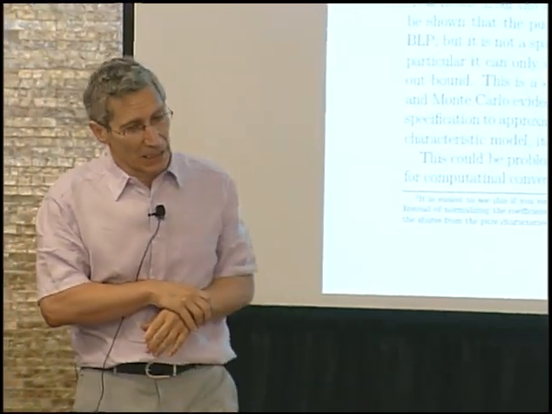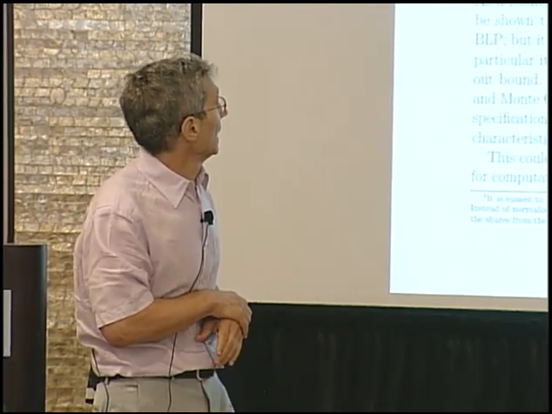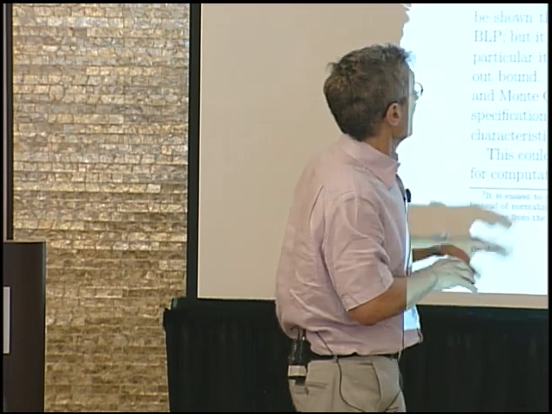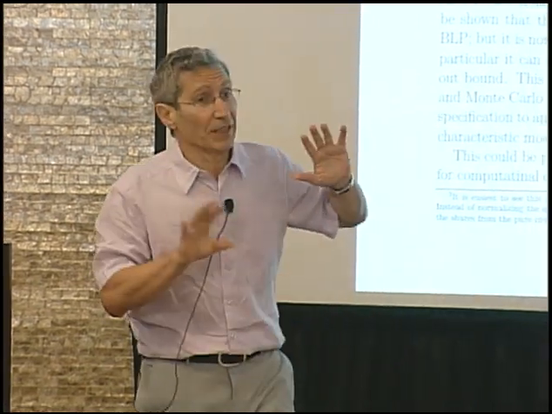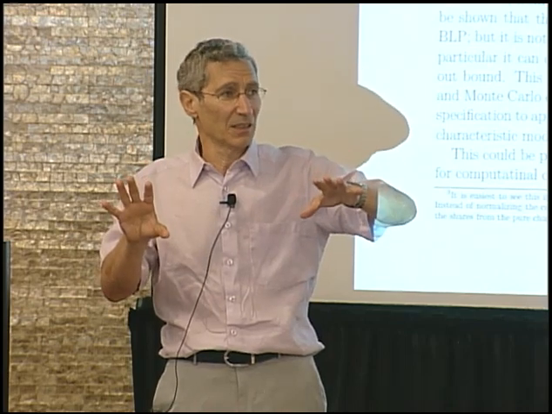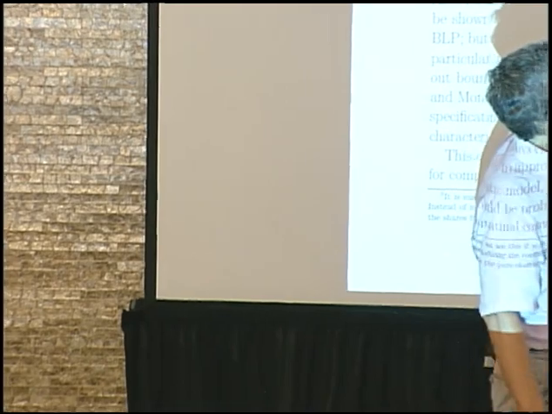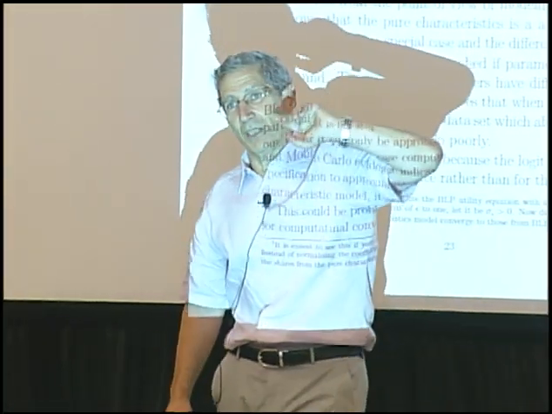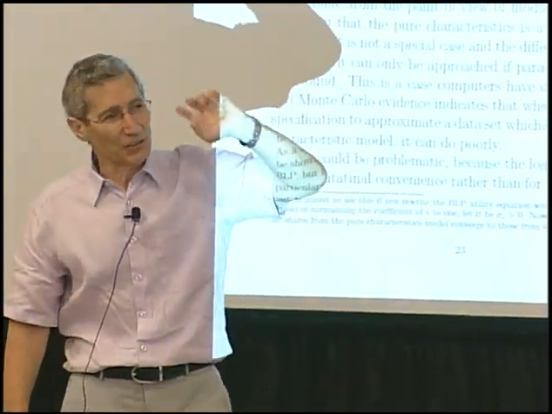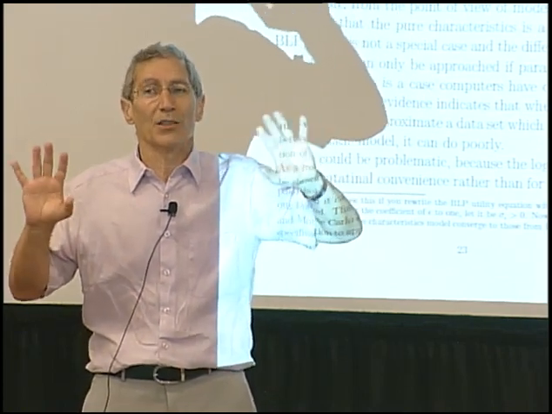So let me now just say, that's the pure characteristic model. BLP is identical, except for one thing. It adds an epsilon ij. And these are going to be type 2 extreme value, the same thing that was used in the Logit. Now, however, there's a difference.